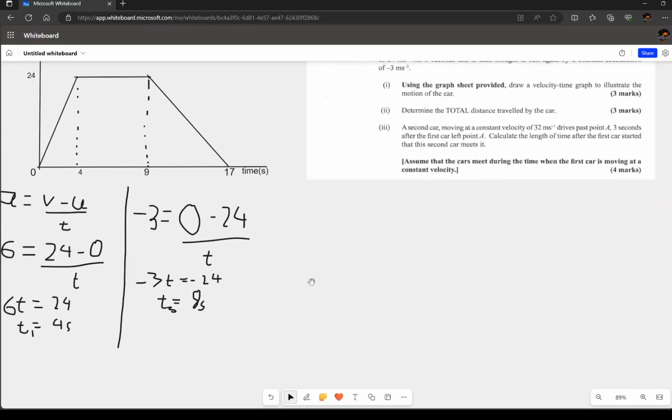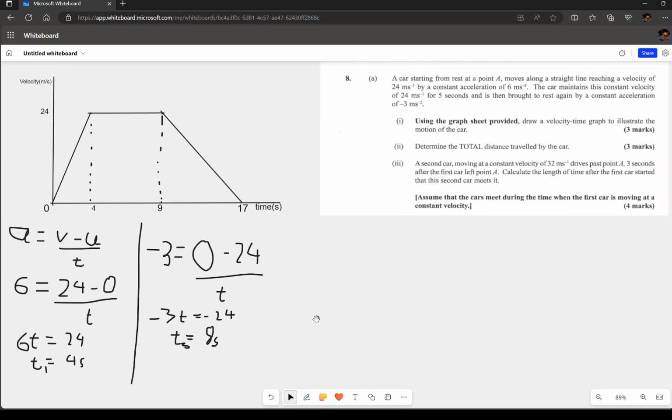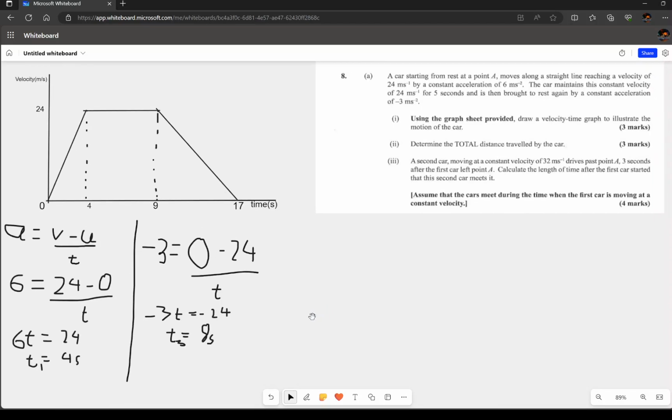Okay, so moving on, let's just draw another line to separate. So this is now going to separate part I from part II. So this right here was part I. This right here will be part II. Okay, so part II is talking about the total distance traveled by the car.